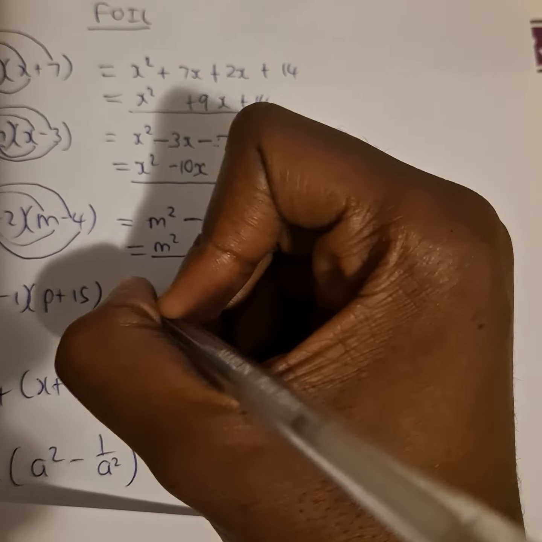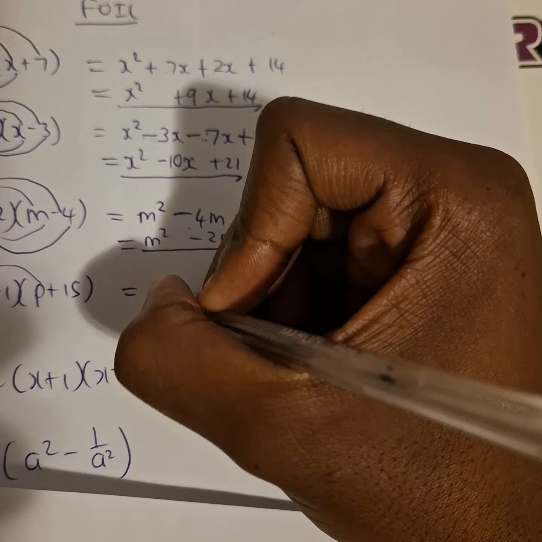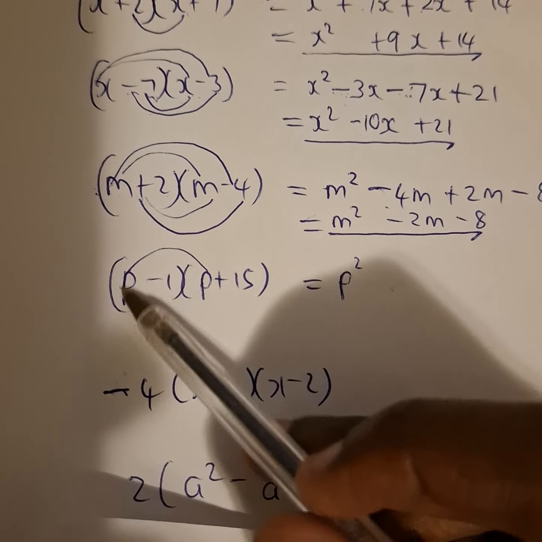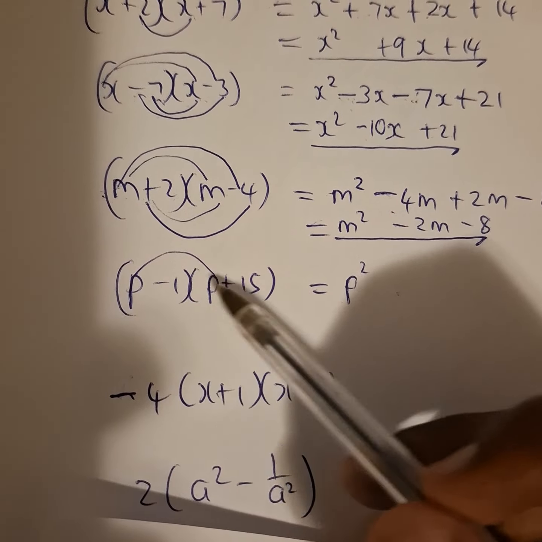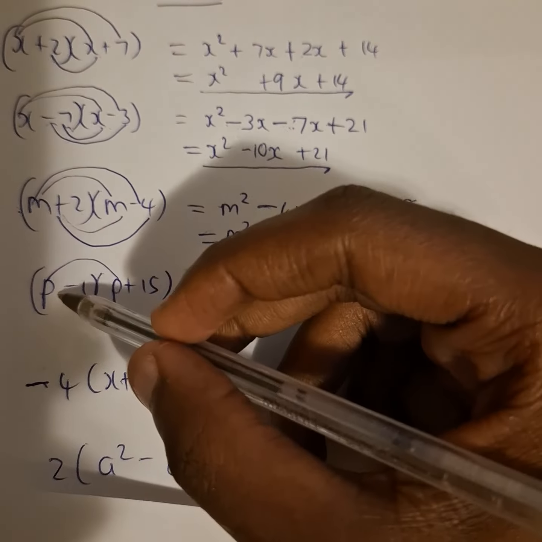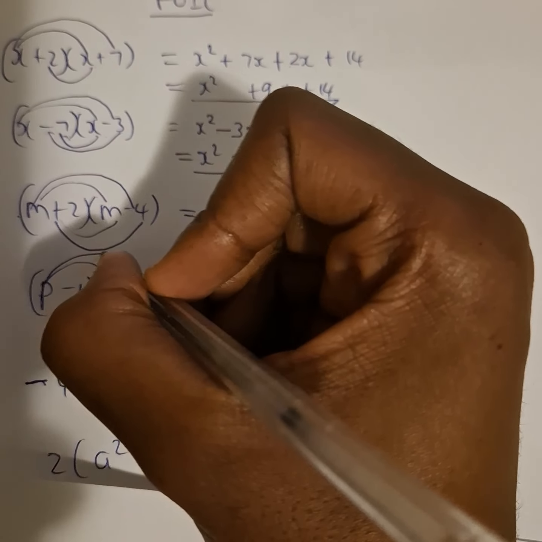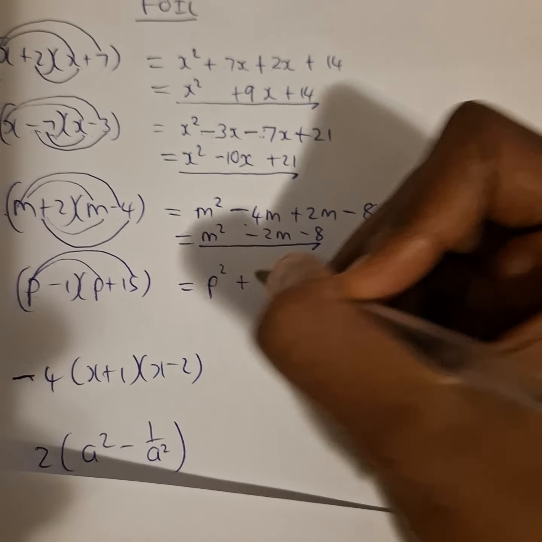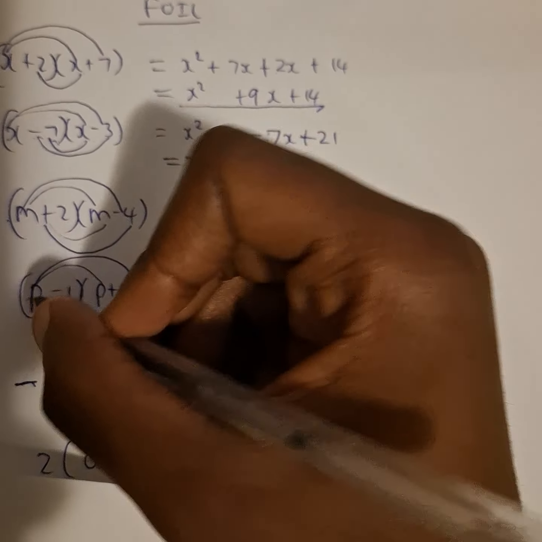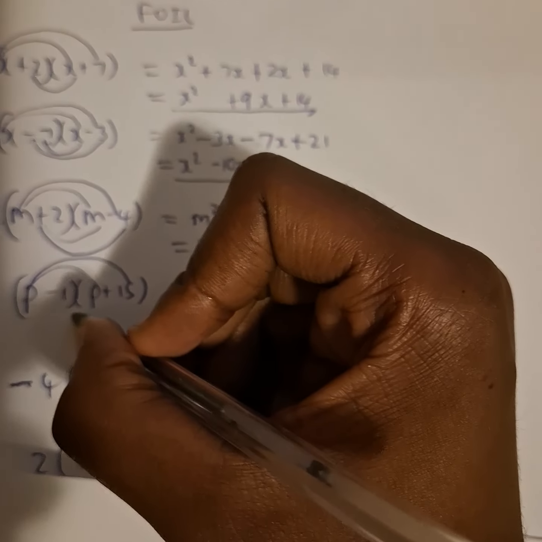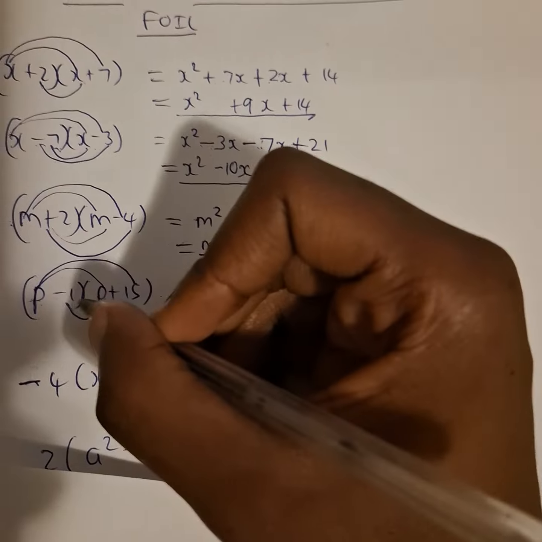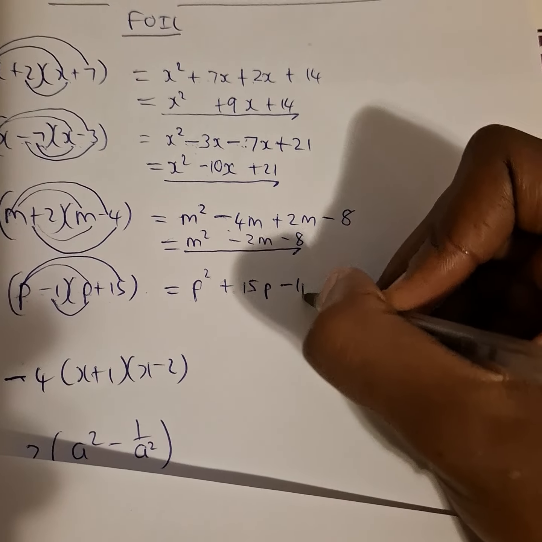P times P, right? P squared, obviously. Obviously, we've considered the fact that our positive sign gives us a positive. The 1 that's invisible, 1 times 1 gives us 1. The P times P gives us P to the power 2. Then our outer terms, P positive times positive, positive. 1 times 15, 15. The P next door. Then negative 1 times P, inner terms. Negative times a positive, negative. 1 times 1, 1. The P next door.